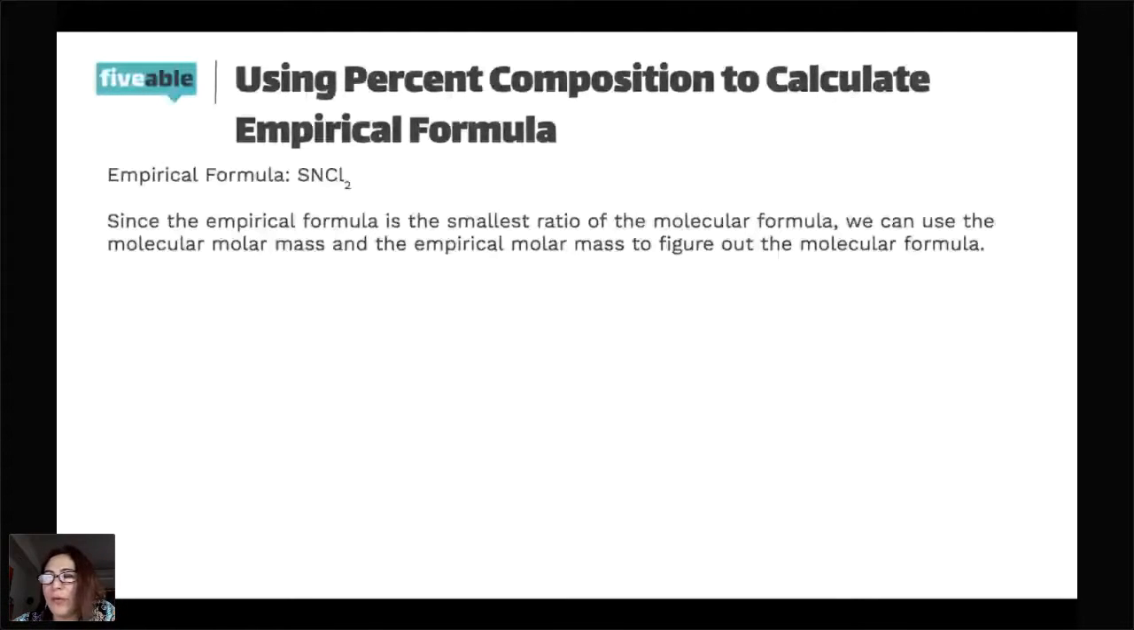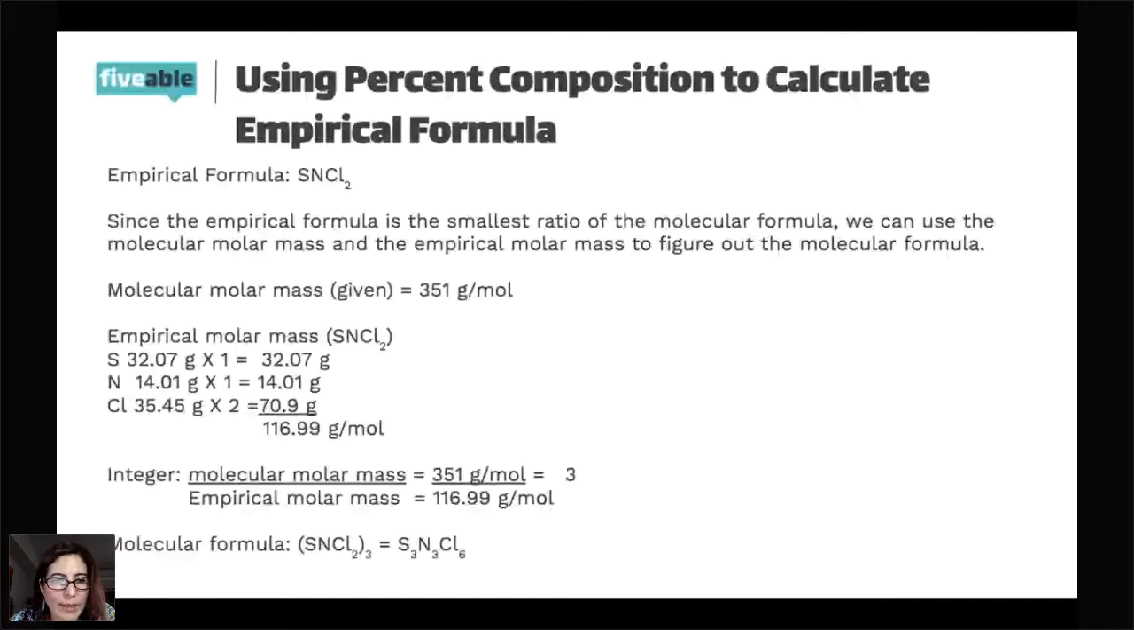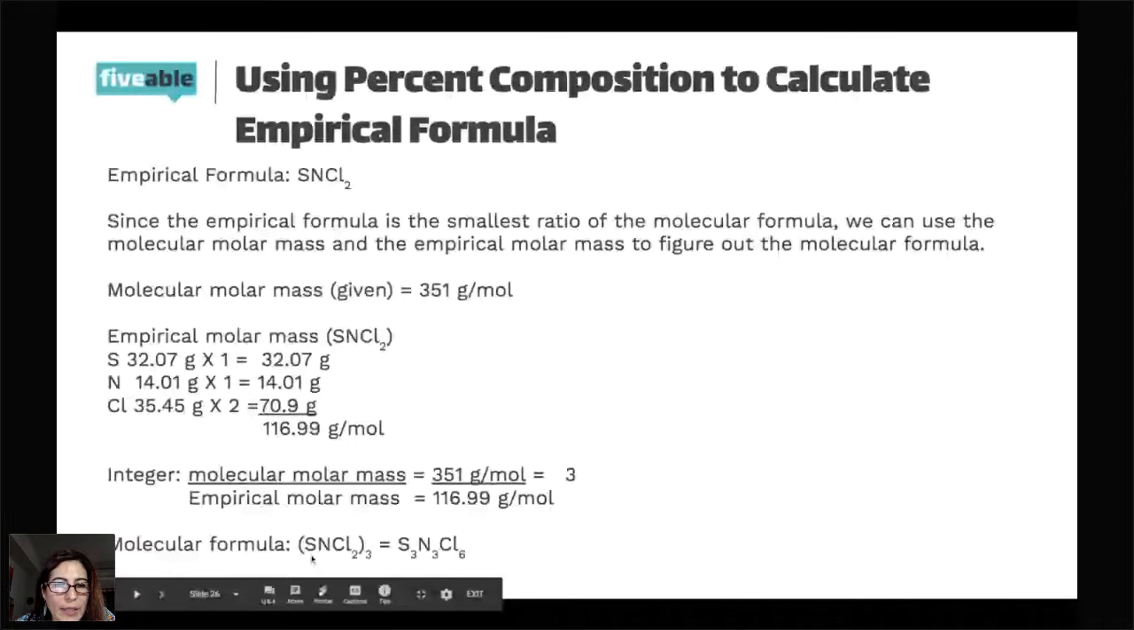Since the empirical formula is the smallest ratio for the molecular, now we need to find the ratio of the empirical to the molecular. The molecular molar mass was given in the problem, and we can easily get the empirical molar mass by using the molar masses of the elements and the ratios that we got in the empirical formula. Now we divide the molecular by the empirical to get the ratio. Now we know that we multiply the empirical times 3, and now we have the molecular.